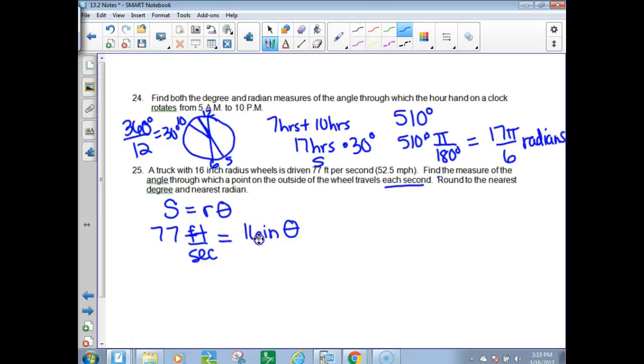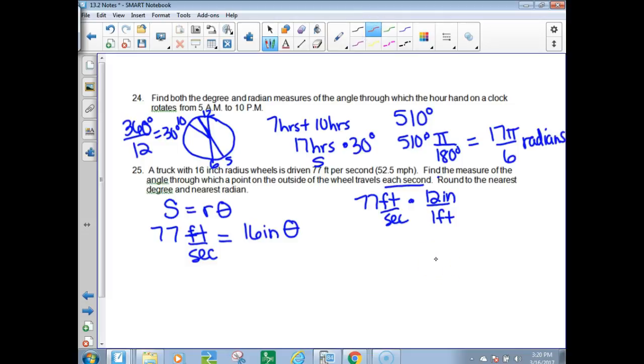So I'm going to have to divide by 16 inches, but we have a little bit of a problem. We're going to have to change something so that the units are matching, right? Let's change the feet to inches. So let's do 77 feet per second, and I'm going to leave that on there. Times, we want to get rid of feet, so we put a foot on the bottom and 12 inches on the top. So we are going to practice dimensional analysis to get our labels accurate.